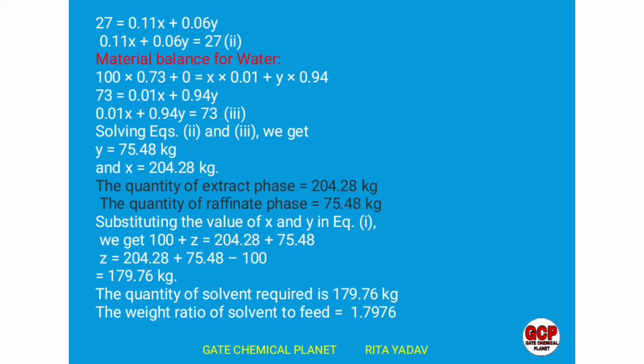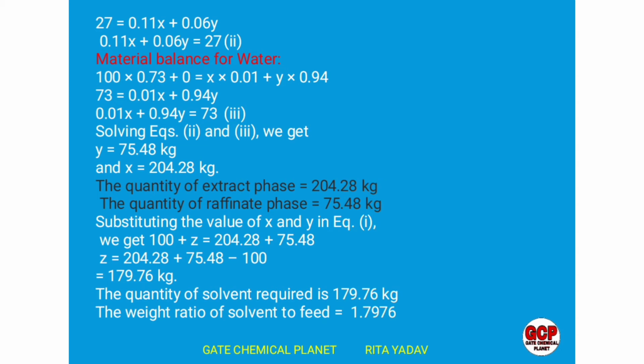Now we are getting this equation. By solving the equation we will get 0.11x plus 0.06y equals 27. Okay, this is equation number 2.